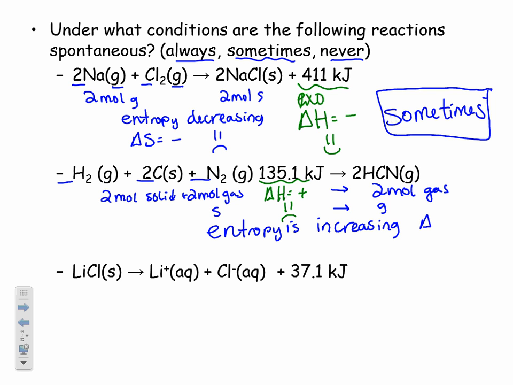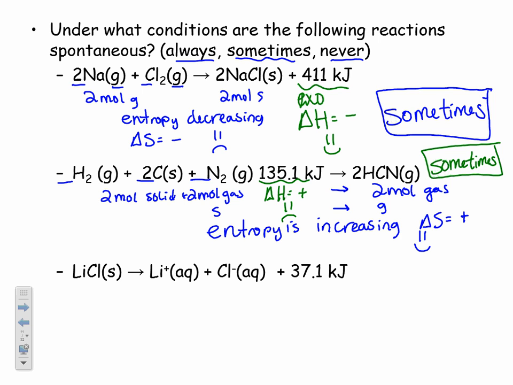Which means the sign for the change in entropy is positive, and the universe likes that. So again, we have conflicting conditions. The universe likes the entropy and does not like the enthalpy, so this will be sometimes spontaneous. And again, if you wanted to give me a temperature, you would say that that occurs at high temperatures.